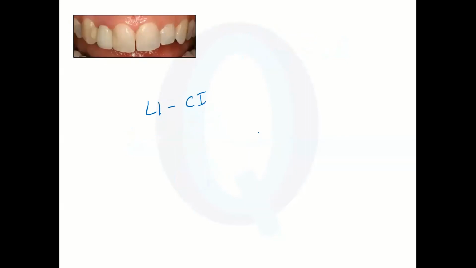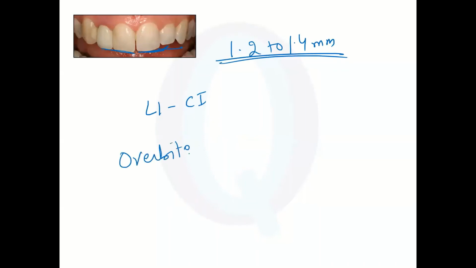Okay. Next is upper gingiva, the step between central incisor and lateral incisor. If you see in this there is no step, but in this there is a step. So how much should the step be? The step should be 1.2 to 1.4 mm. You need to remember this value. 1.2 to 1.4 mm. And the last is overbite. How much should be the overbite? Ideal is 2 to 2.3 mm.